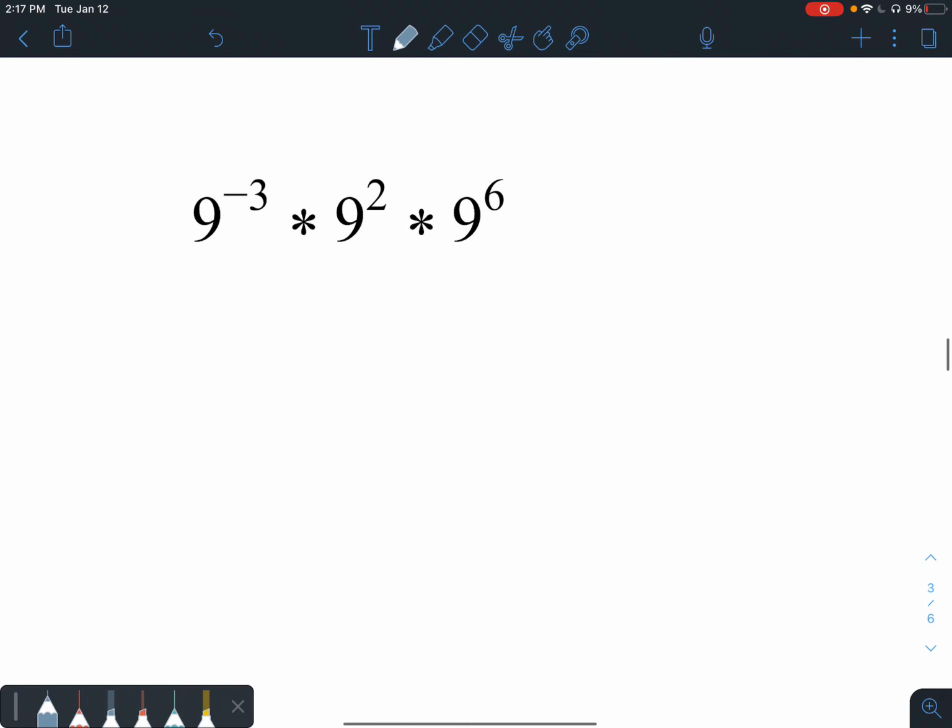All right, and then this one, we do 9, negative 3, plus 2, plus 6. We can just do all of that at once, and so we get 9 to the 5th for that one.